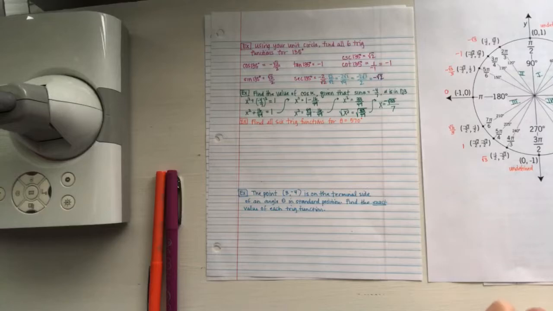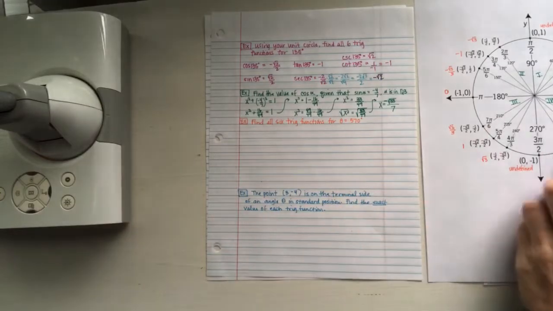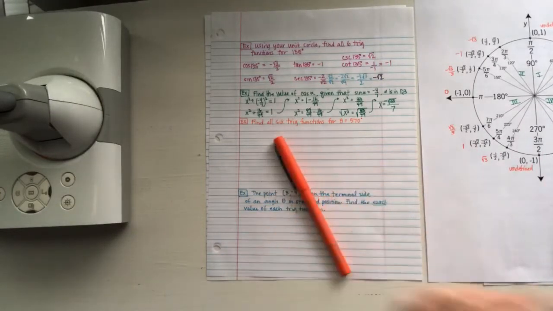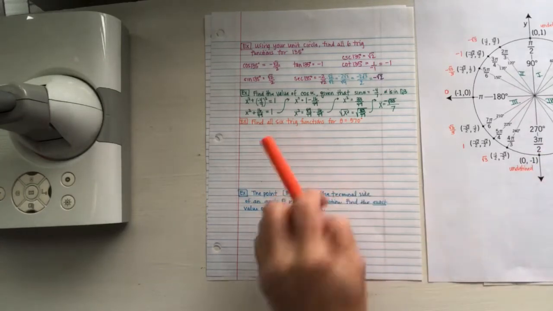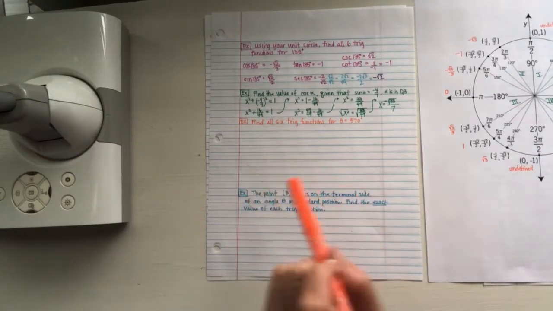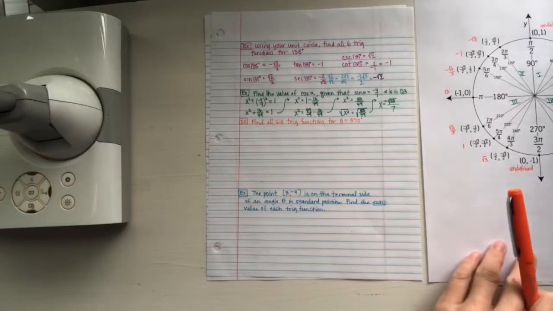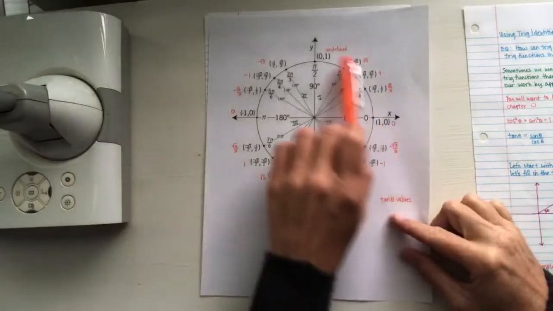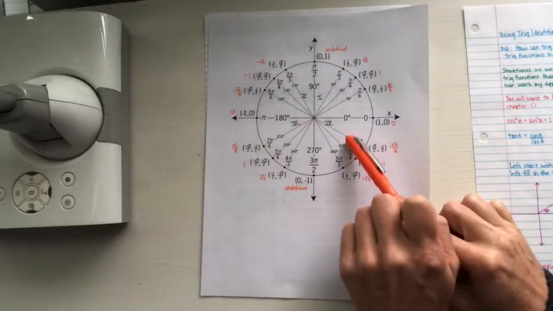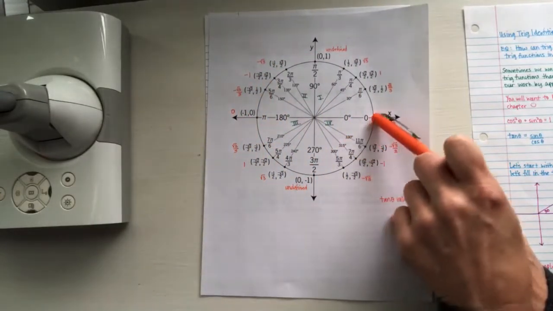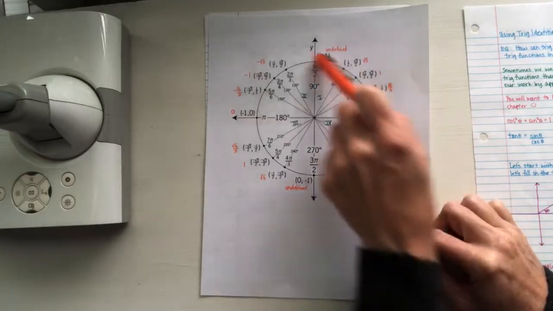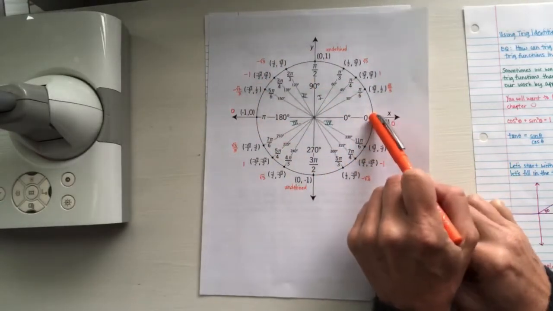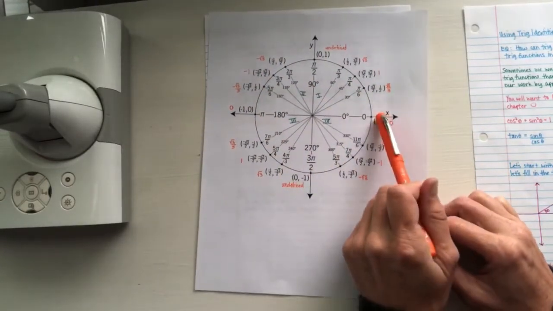Find all 6 trig functions for theta equal to 570 degrees. All right, the reason I wanted you to see this problem, it's going to be very easy. You've done something very similar. But 570, when you go to look at your unit circle, you'll notice that it only goes up to 330, but then if we go all the way to the end, we go 360, right? That's one whole time around. Well, where is 570 then?